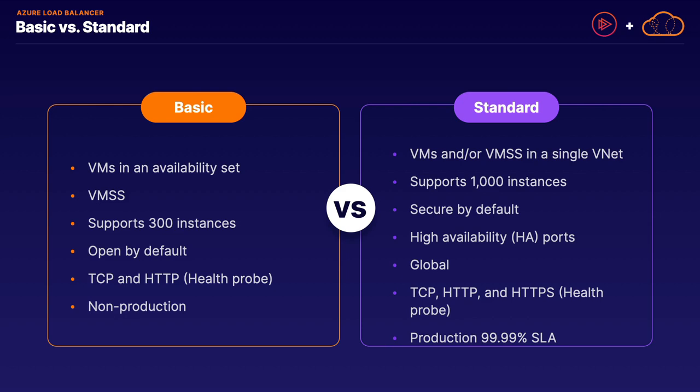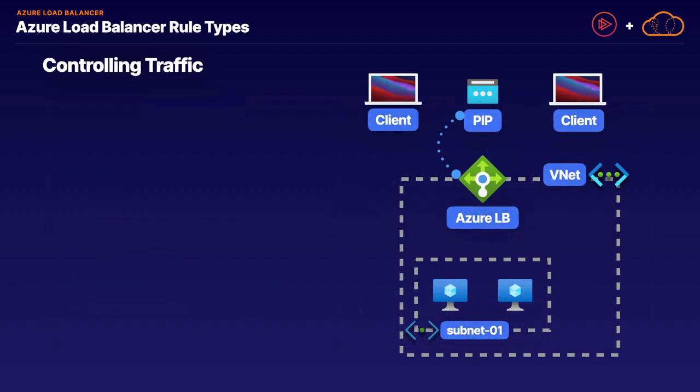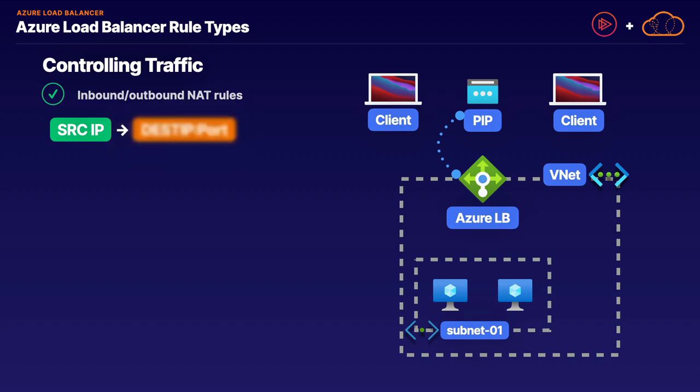Now that we know the differences and the features between the SKUs of Azure Load Balancer, let's actually talk about how Azure Load Balancer controls the traffic using its various rule types. First off, we have our inbound and outbound NAT rules, and those are those rules that map a source IP to a destination IP and port, and then translate that to another IP and port somewhere else.